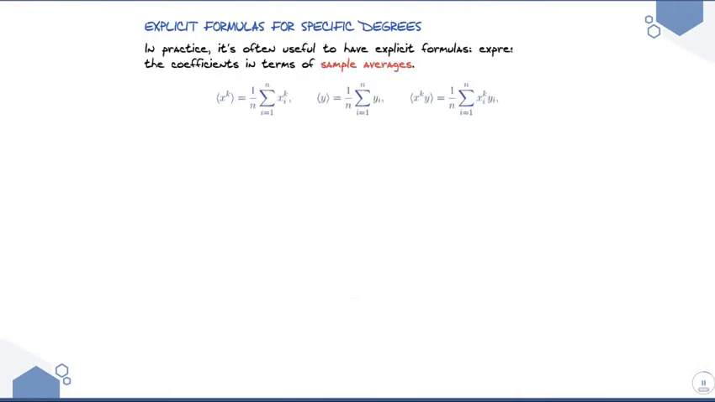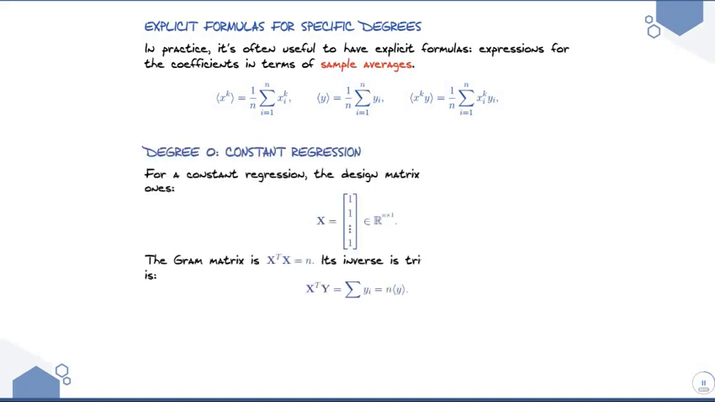In practice, it's often useful to have explicit formulas, expressions for the coefficients directly in terms of sample averages. Let's start with the simplest case, degree 0, constant regression. Here the design matrix is just a column of ones. The Gram matrix, X transpose X, becomes simply the number of points, n. Its inverse is 1 over n.